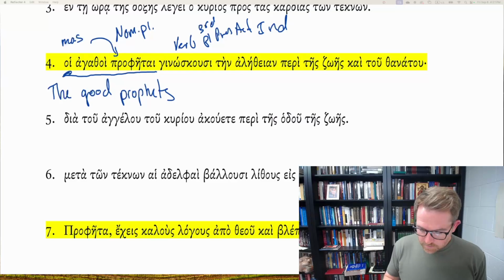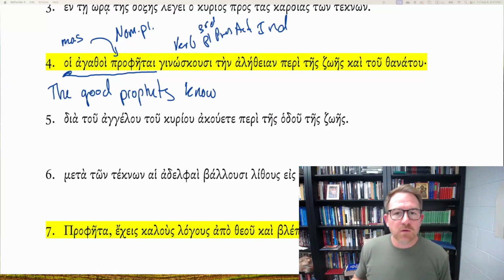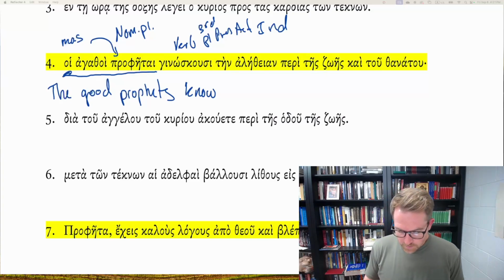The good prophets know, and they are the subject of gnoskousi because the nominative hoi agathoi prophetai tells me this is the subject of my verb. The good prophets know. What do they know? I'm looking for my direct object, so I'm looking for the what case? Nominative, genitive, dative, or accusative? That's right, I'm looking for the accusative, tein aletheon.